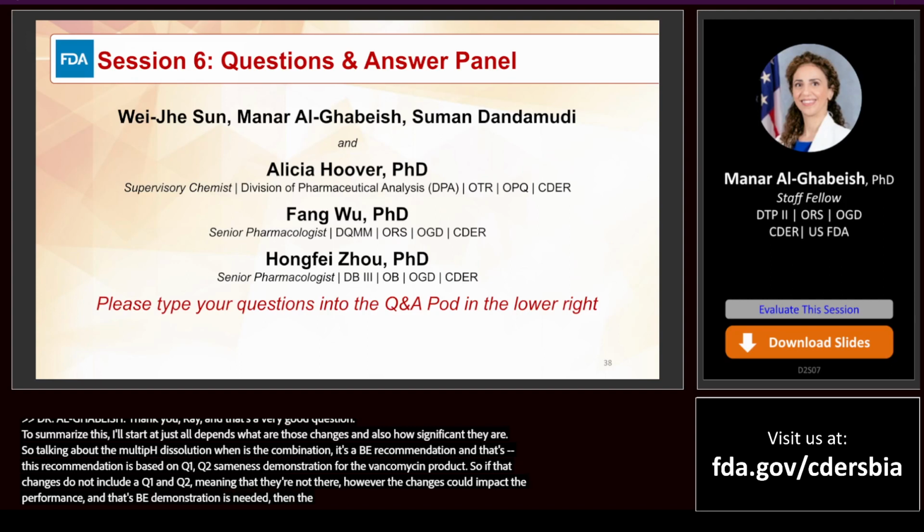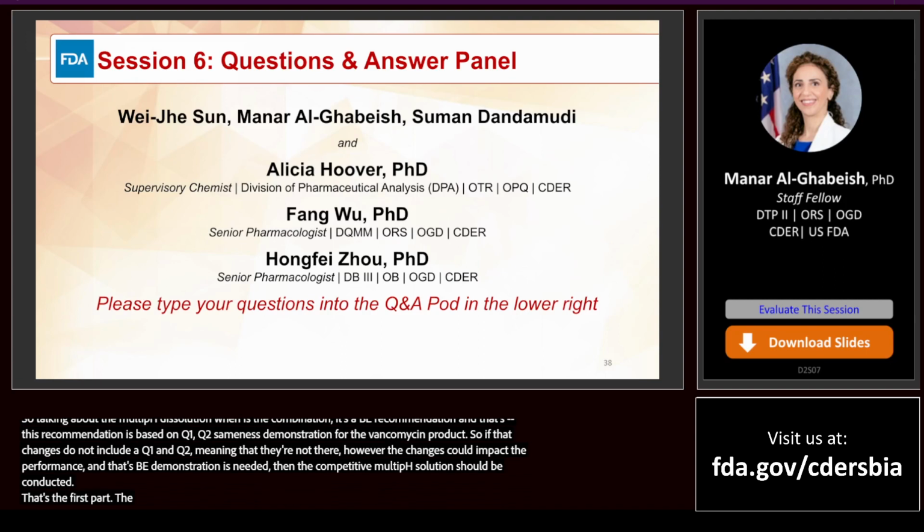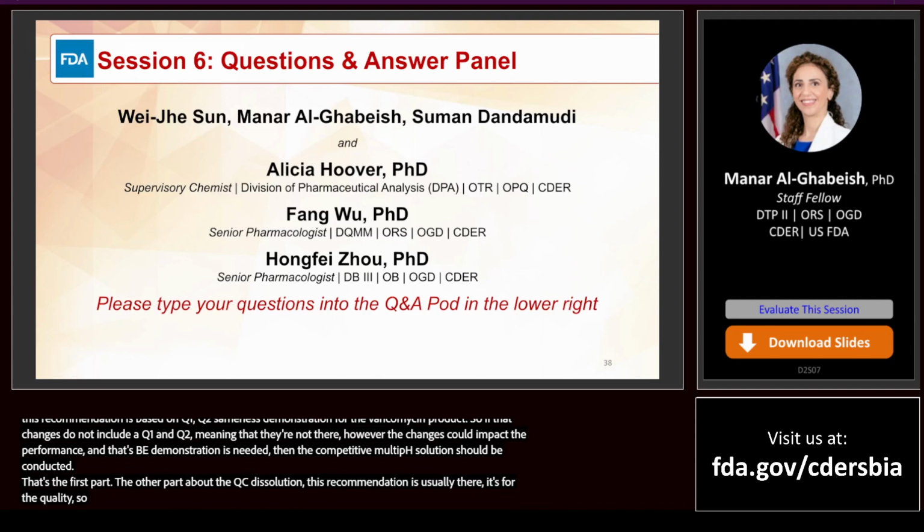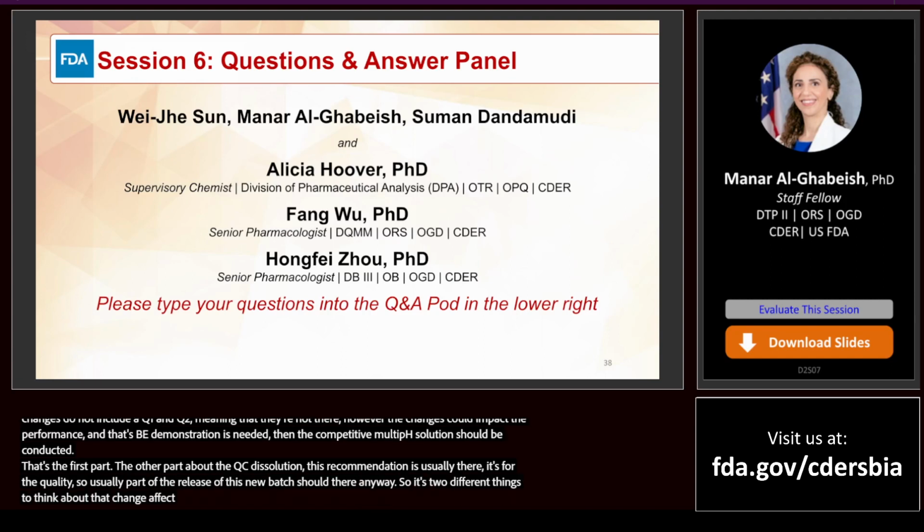That's the first part. The other part is about the QC dissolution. This recommendation is usually there for quality. So usually, as part of the release of a new batch, it should be there anyway. So it's two different things: would that change affect quality, and would that also impact the performance of the product? Thank you.